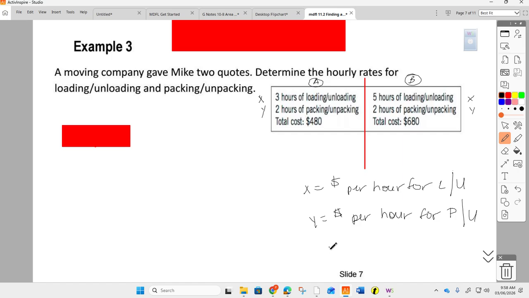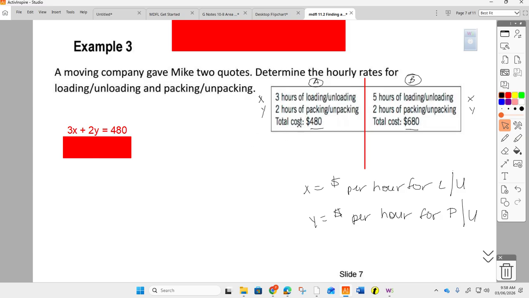All right. And the total cost, we don't have to have a variable for that. We already know what that is in both scenarios. So if I'm writing the equation for scenario A, it's going to be 3 times x, so 3 hours at some price that we don't know to pack and unpack, plus some price times 2 hours, or I did not, loading and unloading, packing and unpacking it, that's right.